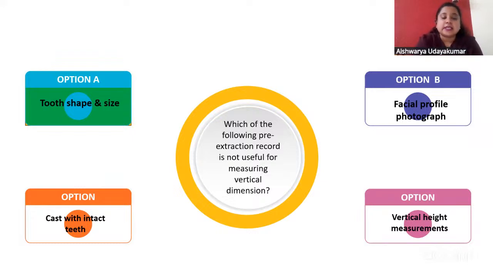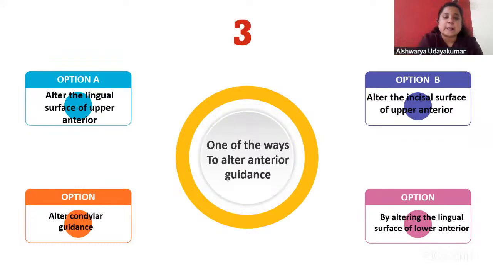Whenever I'm discussing these questions, I'm discussing that certain questions can come in twisted ways also. That's why I'm mentioning and explaining why not to choose certain options. Moving on to the third question.